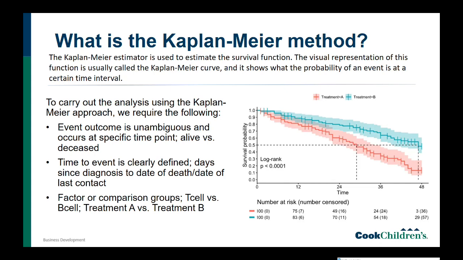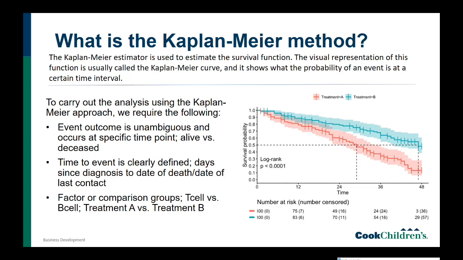So the Kaplan-Meier estimator is used to estimate the survival function. The visual representation of this function is usually called the Kaplan-Meier curve, which you can see below. It shows what the probability of an event is at a certain time interval. So to carry this out, we need 2 required variables. You have to have an event outcome variable, and it has to be unambiguous and occur at a specific time point. For example, alive versus deceased.